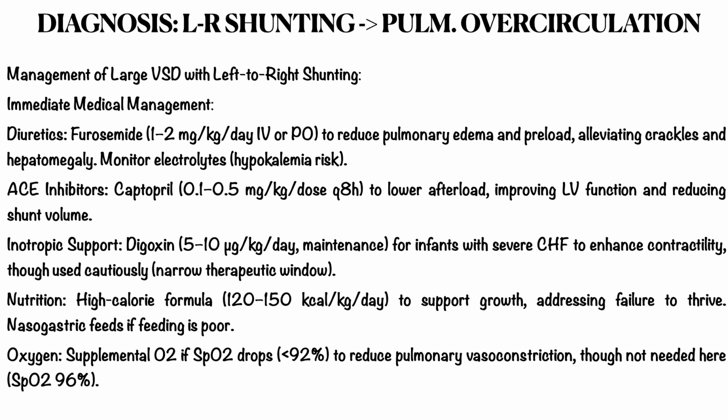Digoxin will cause inotropy, that is the myocardial contractility will increase with this, for infants with severe CHF to enhance contractility, though used cautiously because of the narrow therapeutic window. And nutrition, high calorie formula to support growth, addressing failure to thrive. Nasogastric feeds if feeding is poor. And oxygen, we have to give supplemental oxygen if SpO2 drops below 92% to reduce pulmonary vasoconstriction, though not needed here, as SpO2 of 96% is already maintained.